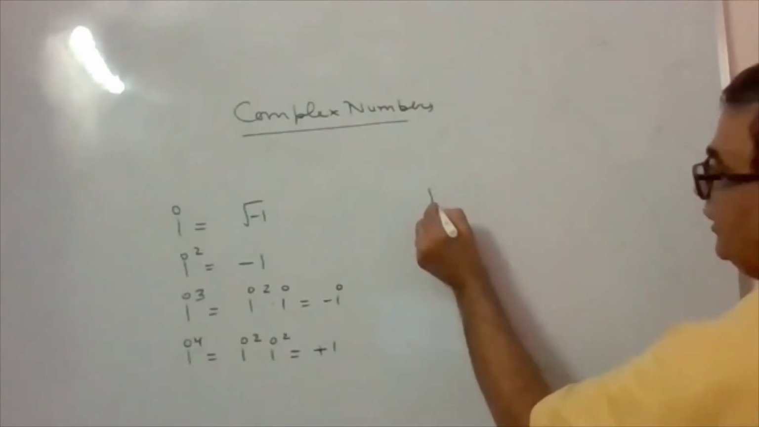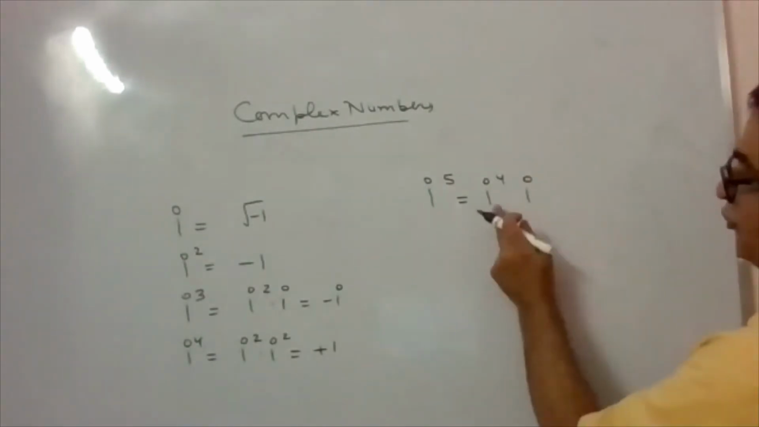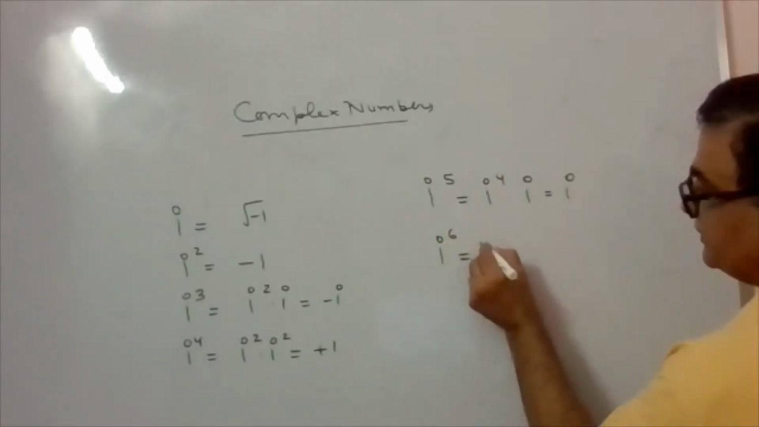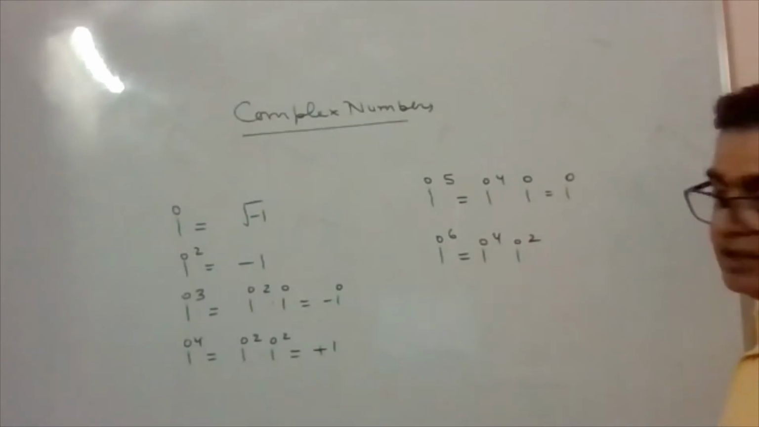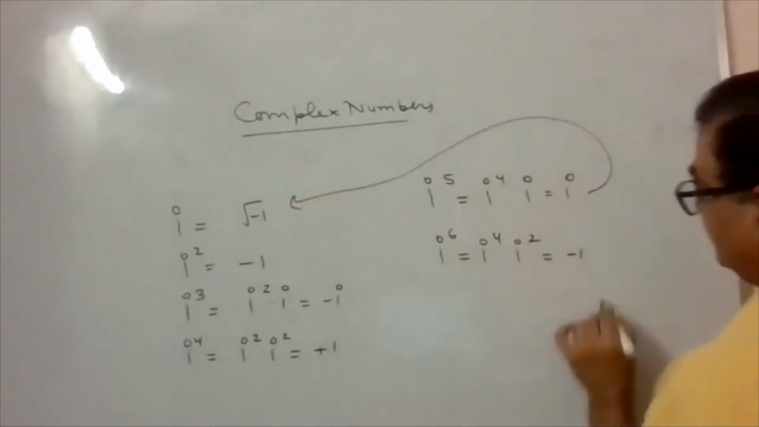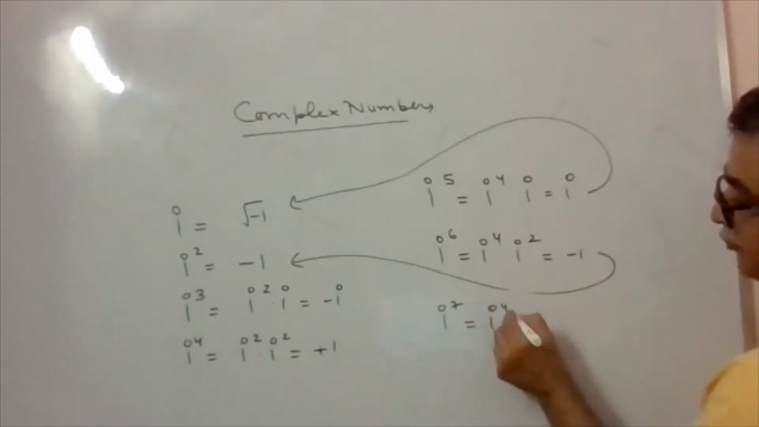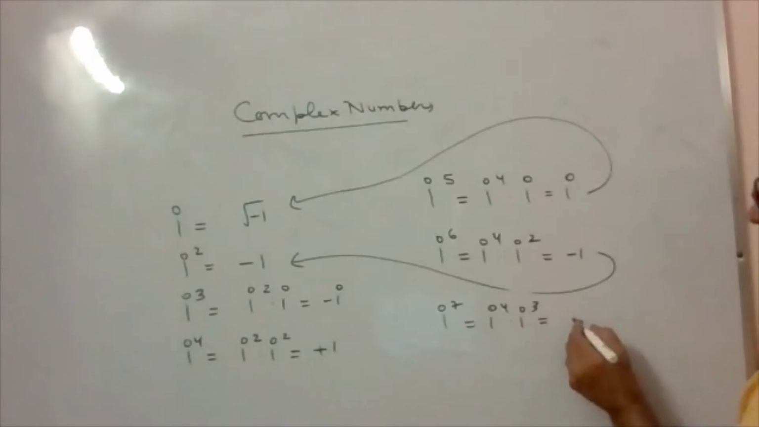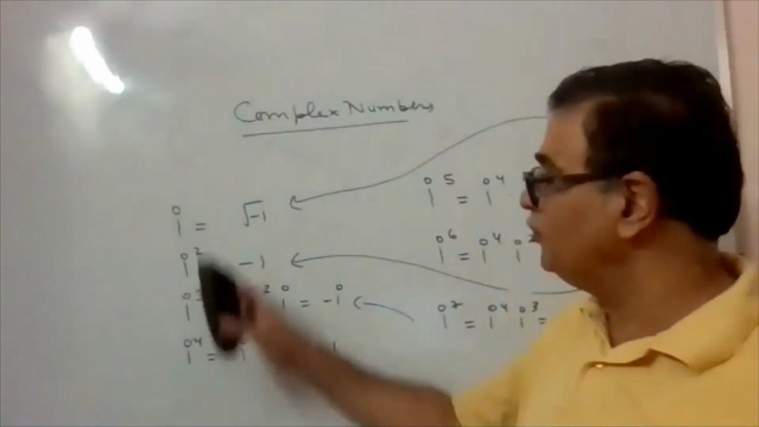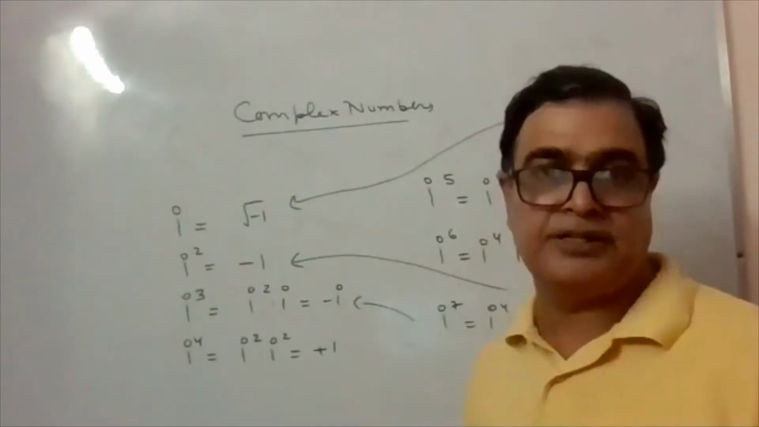Just check here. Iota power 5, if I take, it will be iota 4 into iota. Iota 4 is only 1, so what is left is iota. Then we go for iota 6. I'll write this as iota 4 into iota square. Iota 4 is 1 only, iota square is minus 1 only. Iota power 7, if I take, I take iota 4 into iota cube. This is 1 only and what is left is minus iota. So whenever you take integral powers of iota, you will always have these four answers. Either iota is the answer, or minus 1, or minus iota, or plus 1.